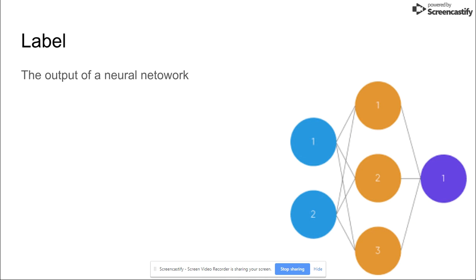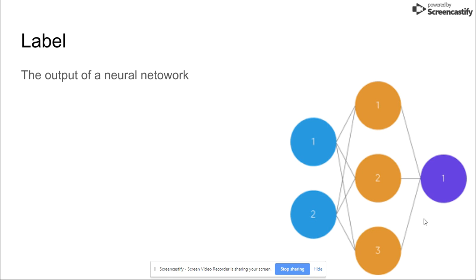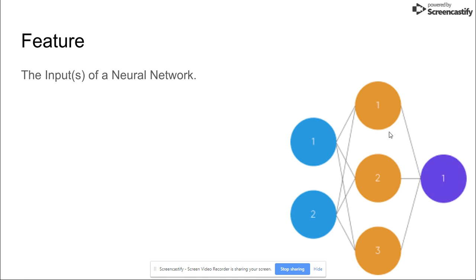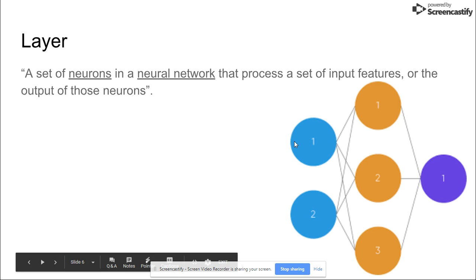The label. This is the output of a neural network. So if you have a neural network like this, you have the input, hidden, and output. This is the label output. Now this is the input. The feature is the input, which is these. And then a layer is just one of these values.